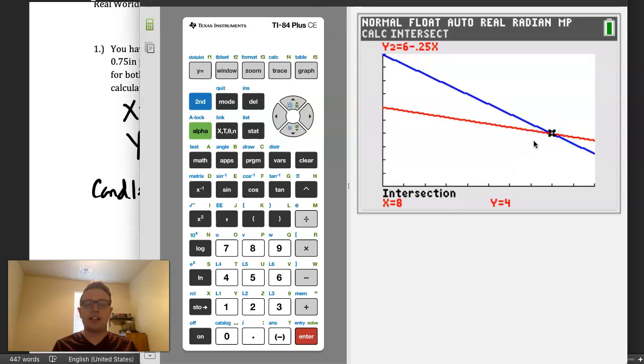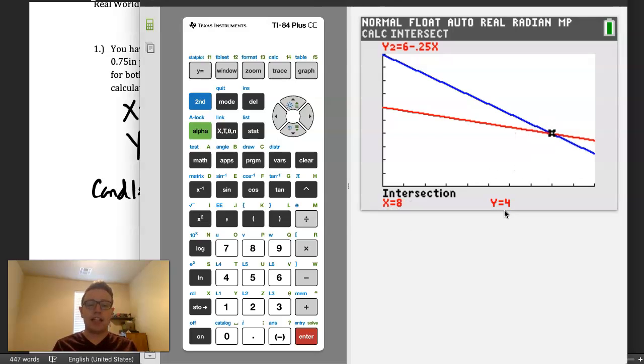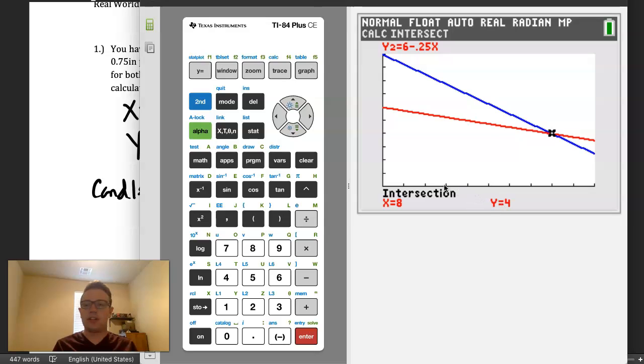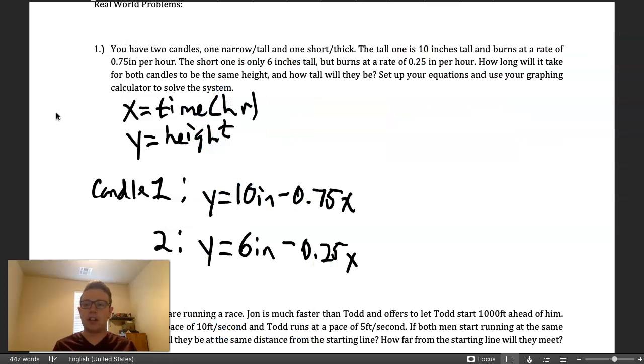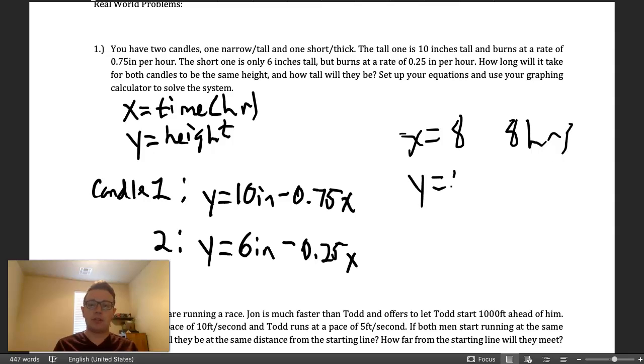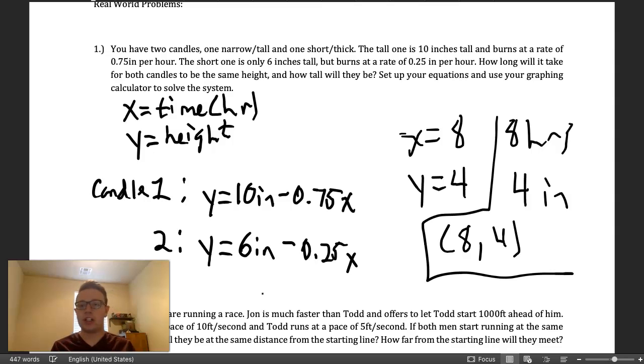And there we have it. Our answer is right there. Our x is 8 and our y is 4. So let's go ahead and put that down on our equation. When will these be the same height? How long? Well, x is equal to 8, or 8 hours. And how tall will they be? Well, y was equal to 4, so this will be 4 inches. And there's our solution. Our solution is 8 comma 4, or 8 hours and 4 inches.